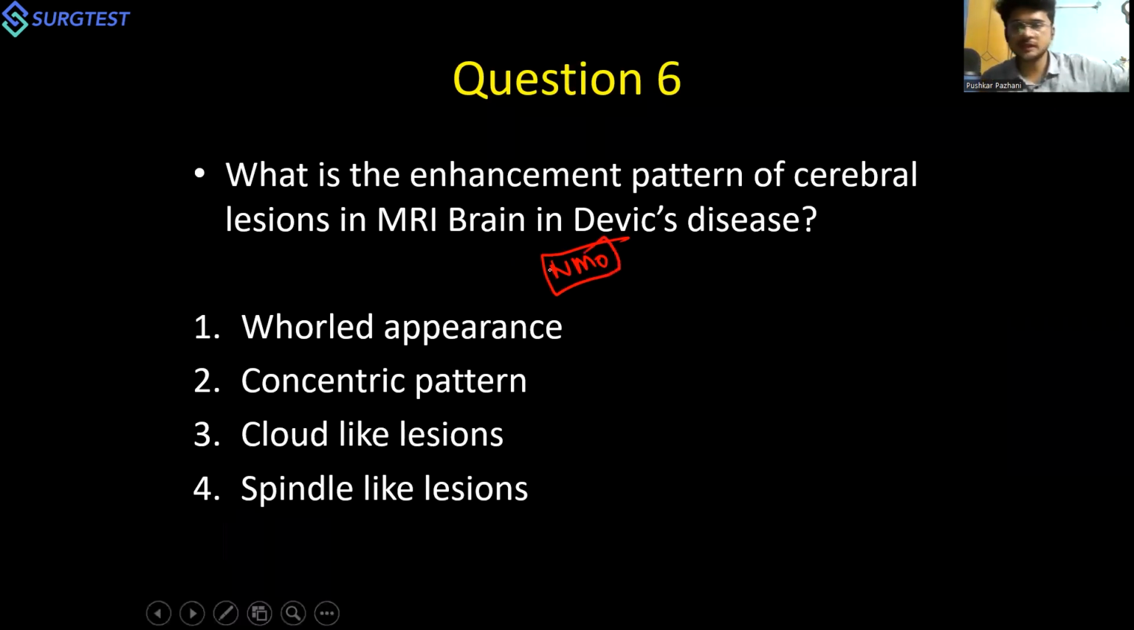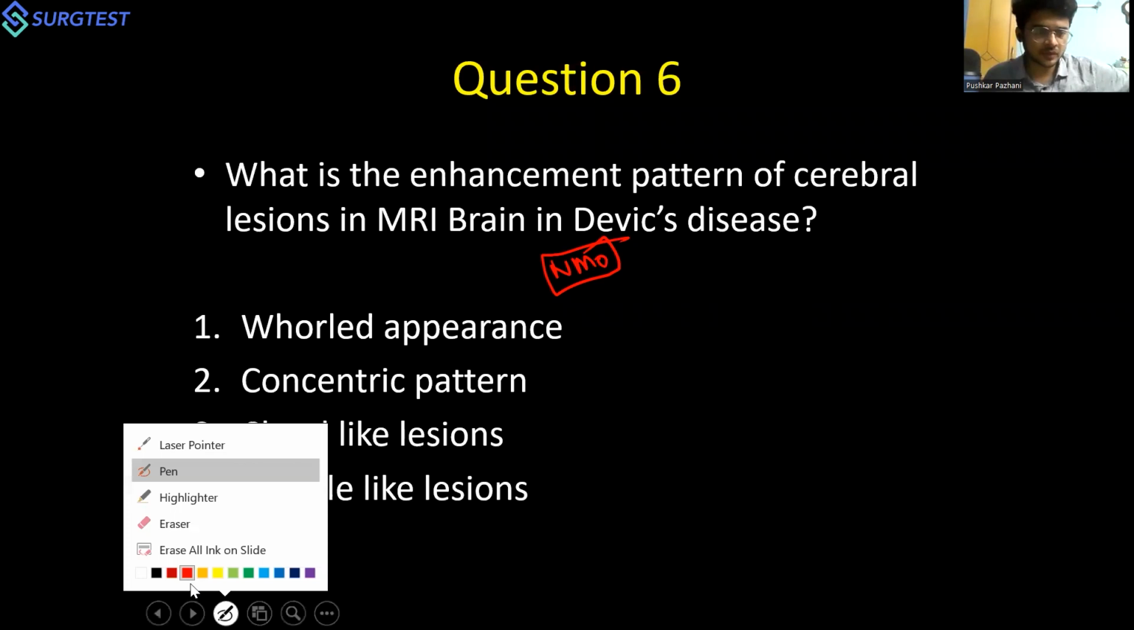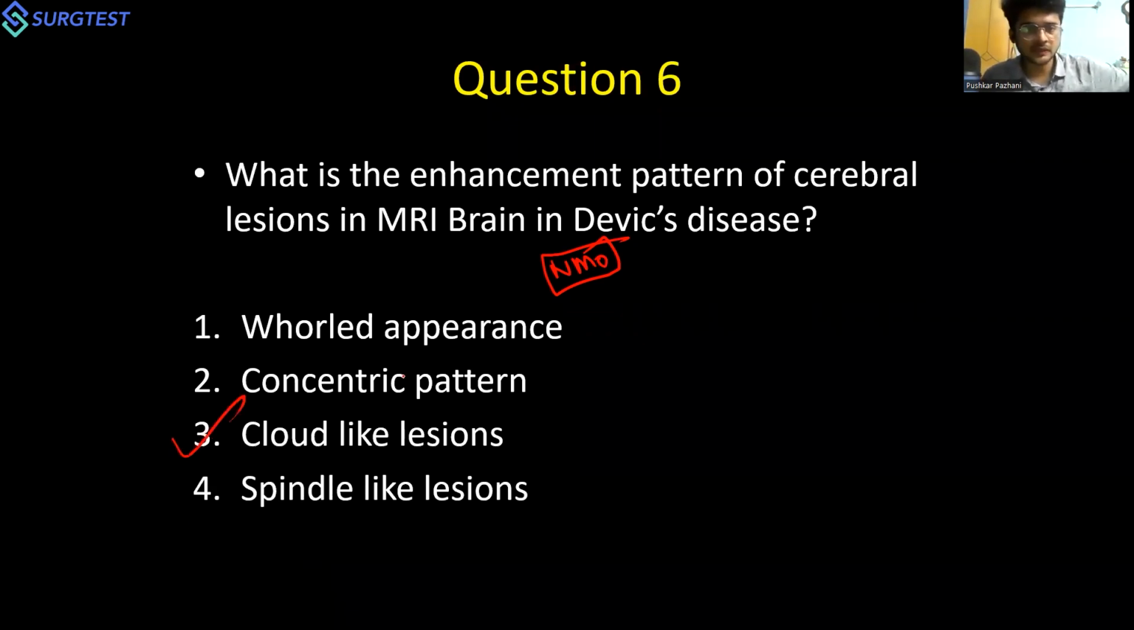So cerebral lesions enhancement pattern. Okay, we'll conclude the polls. Good. 40% of you have given the right answer, and it is cloud-like lesions. So anyone in the chat box want to answer in which demyelinating illness you get a concentric pattern? Anyone want to try? Okay, that's new, but I don't think so. Anyone? What about concentric pattern? Okay, fine. So I'll give the answer.